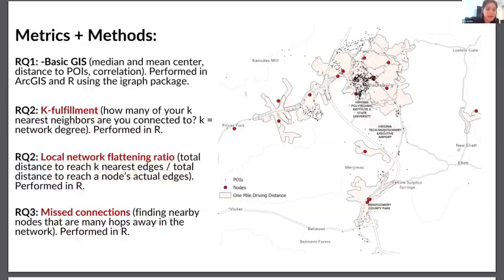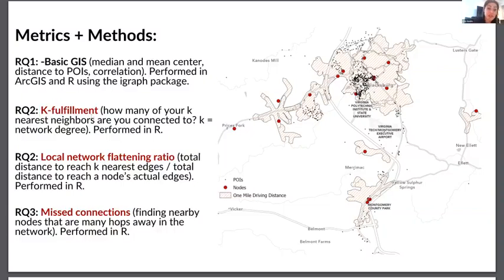So our metrics and our methods here. For research question one, whether the different organizations are near POIs or near the center of the map, we created the mean and median center and distance to POIs, and we just did a Pearson correlation. The POIs were sourced from OpenStreetMap, and we removed POIs like park benches, recycling, and cemetery. We kept POIs that you could walk into, and we used a 1 mile driving distance to be considered near a POI. We performed this in ArcGIS and are using the iGraph package.